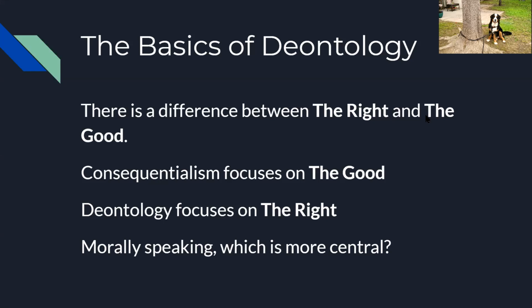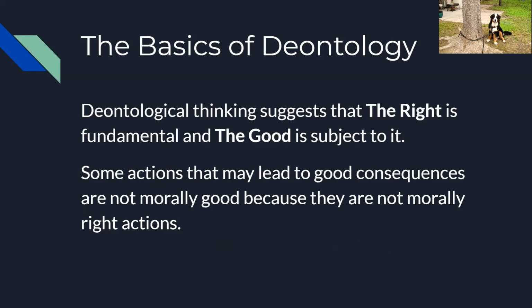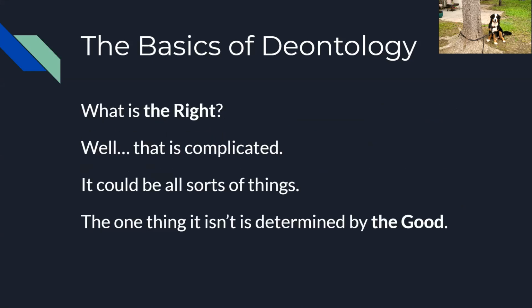Goodness and badness matter in a sense, but really if goodness and badness get brought about in the wrong sort of way, then morally speaking, we might have screwed up. Morally speaking, deontology thinks that the right and the wrong are more central to morality. So deontology thinks that the right is fundamental and the good is subject to the right. That is, some actions that may lead to good consequences are not morally good because they are not morally right actions.